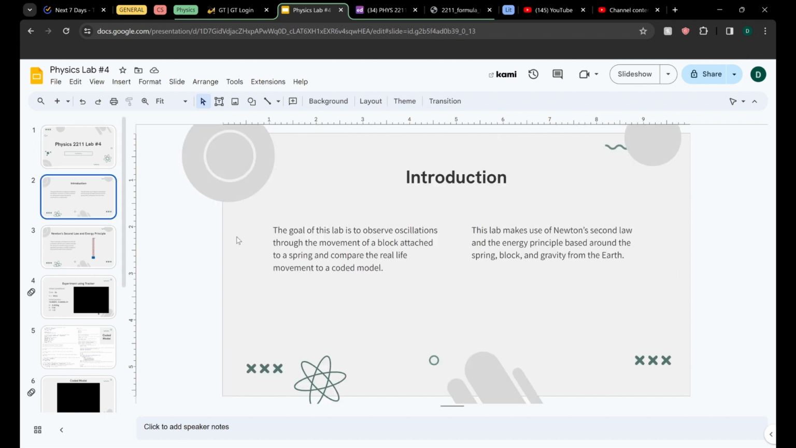Introduction. The goal of this lab is to observe oscillations through the movement of a block attached to a spring and compare the real-life movement to a coded model of that same movement. This lab makes use of Newton's second law and the energy principle based around the spring, block, and gravity from the Earth.